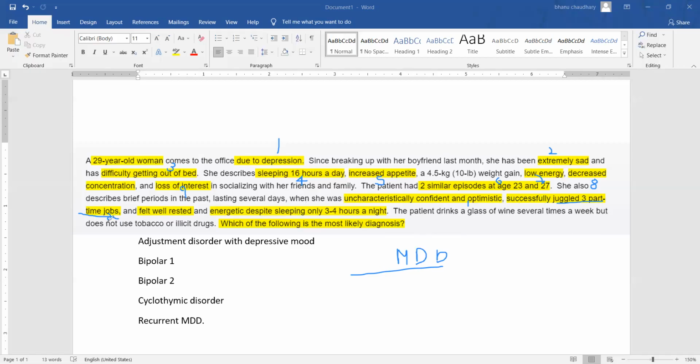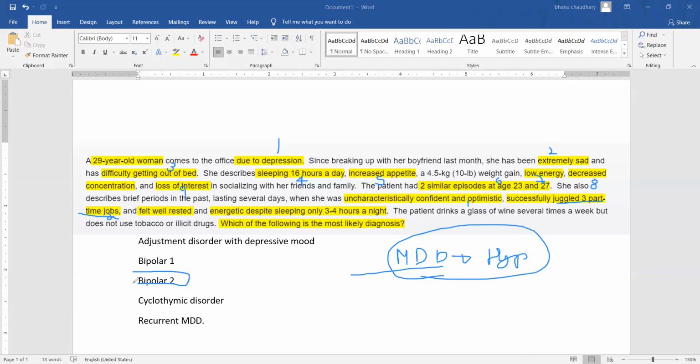Apart from that, if you look at the history, she does not have any history of hospitalization before this episode. So that means the patient is not having a manic episode, but a hypomanic episode. And if the patient is having an MDD along with the hypomanic, you call it bipolar 2.